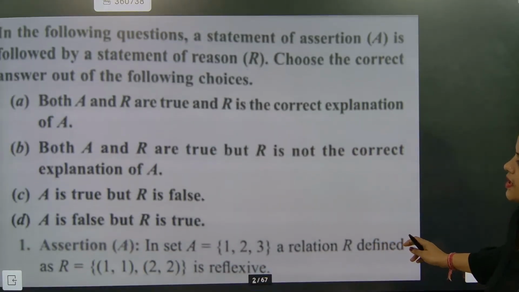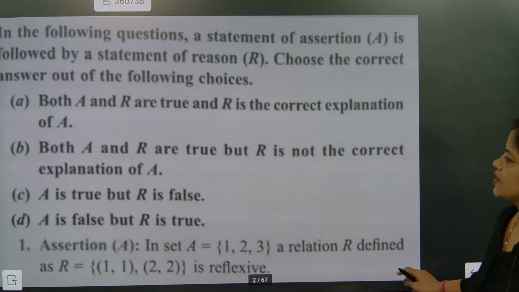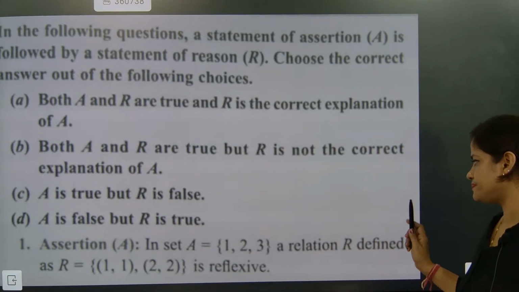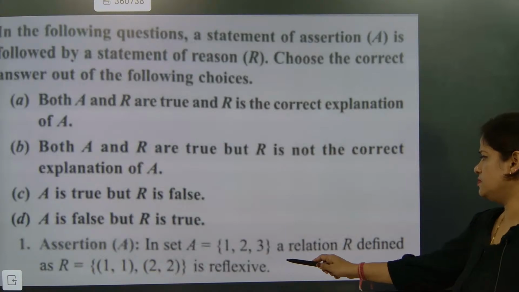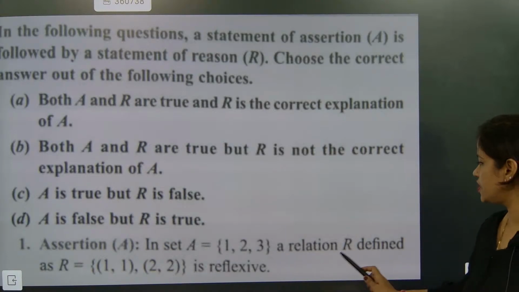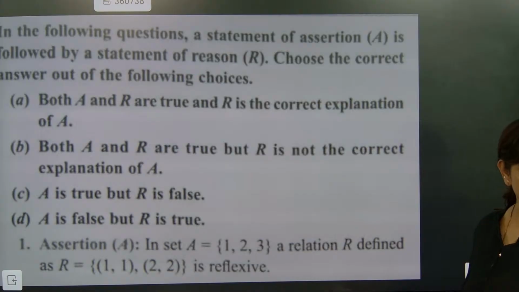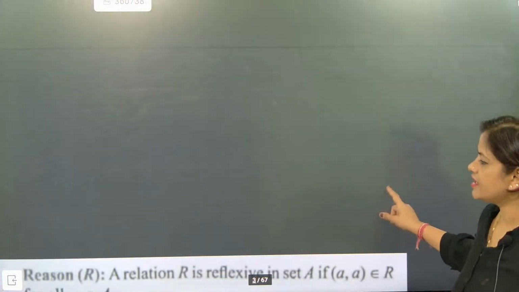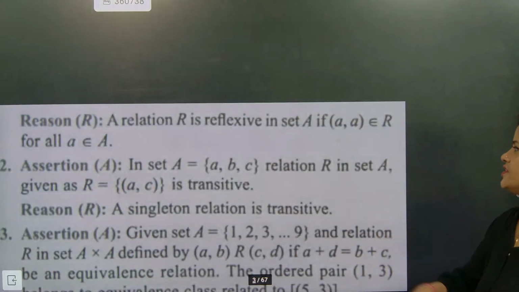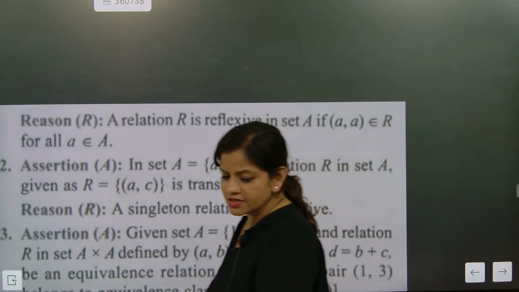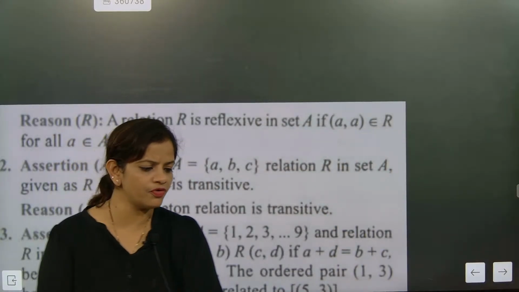But right now, with the question given to you, check this one out. The assertion says a set has three elements, 1, 2, 3, and a relation R defined as {(1,1),(2,2)} is reflexive. Is this reflexive? And the reason says the relation R is reflexive if (a, a) belongs to R. So definitely, is this going to be the correct answer? Come on, go for it.